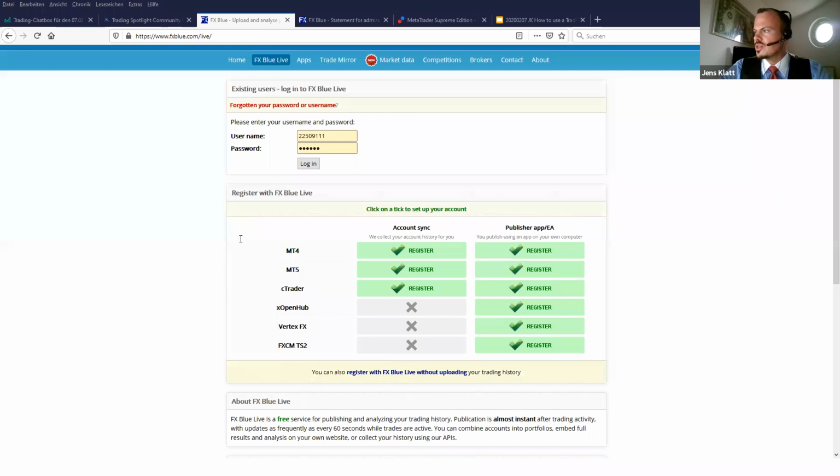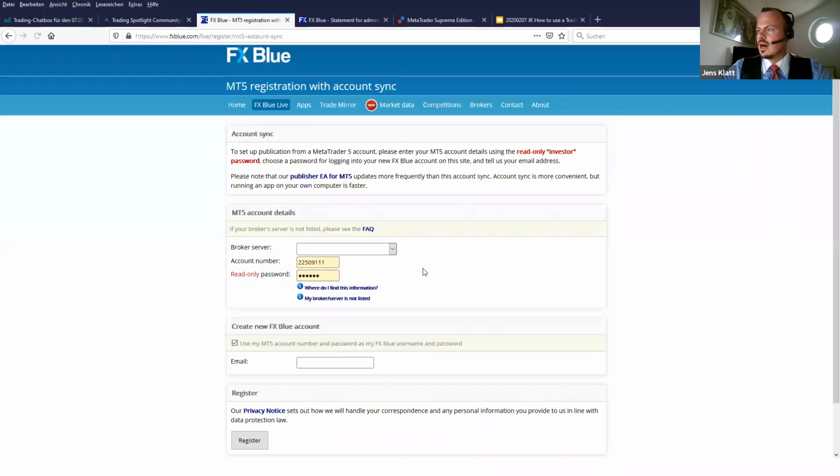What you can do here is click on account sync. In this case, you choose which MetaTrader you're currently using, MT4 or MT5. There are also other options, but MT4, MT5 is the offered solution from Admiral Markets. Then if you click on register, you can click on connect. The thing is, I am already registered. So this is one demo account I'm running a basic strategy on.